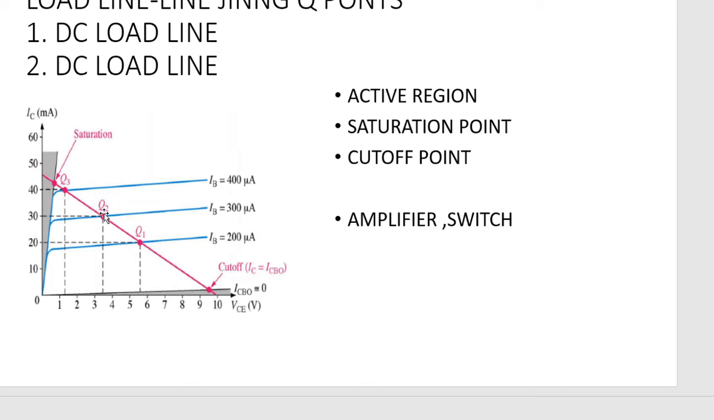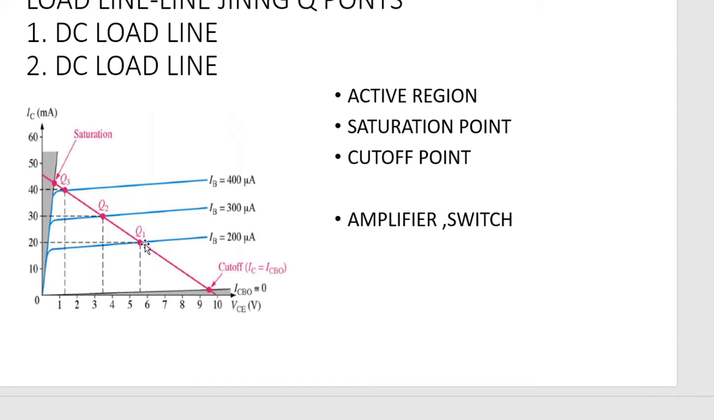This point on the curve defines a point Q2, and this point on the transistor characteristics defines another point Q1. Similarly, when VCE is somewhere here, 1.2 volt, and IC is equal to 40 milliampere, we obtain a point Q3 in the characteristics. So we have 3 points Q1, Q2 and Q3 on the curve. If we join these 3 points, we obtain a line called the load line of the transistor.